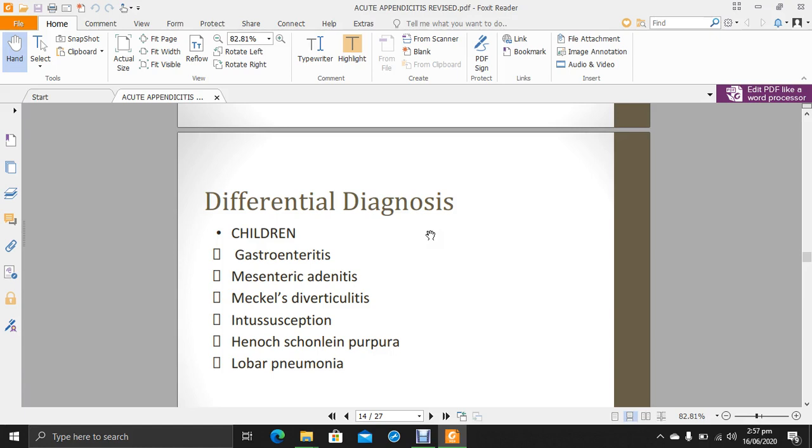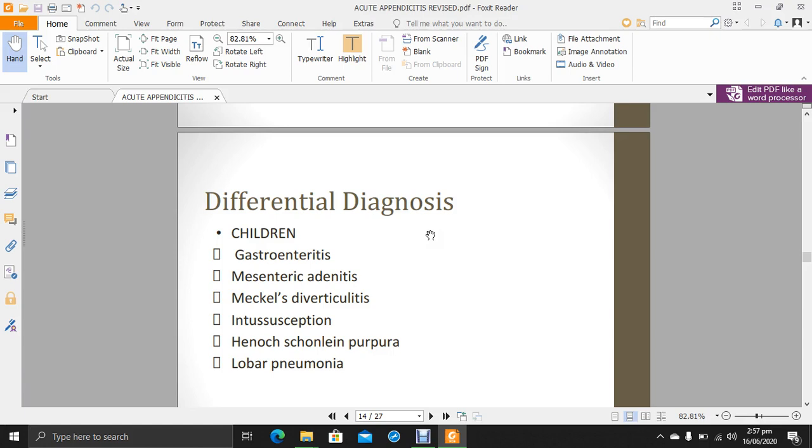This is a skin and mucosal problem with submucosal and subdermal bleeding, but it is also associated with abdominal pain. So you should remember these things. And in children, though the lungs are far away from the right iliac fossa, lobar pneumonia can sometimes present with pain in the right iliac fossa.